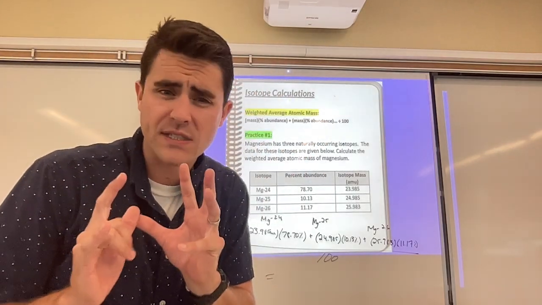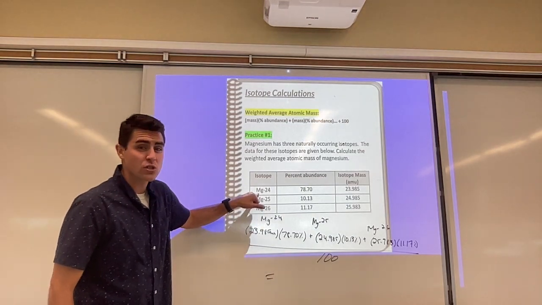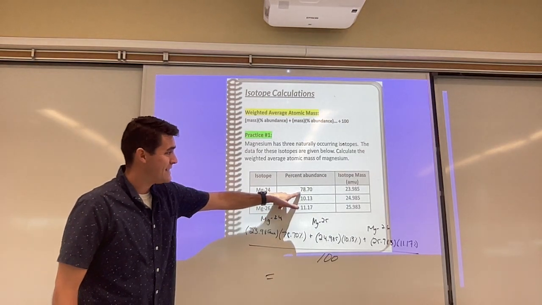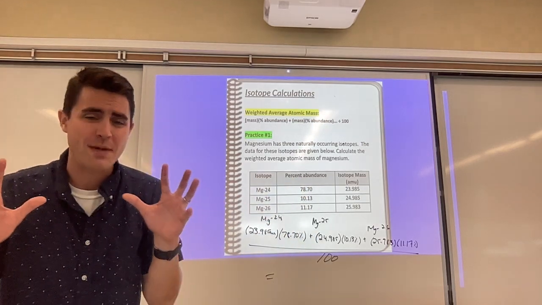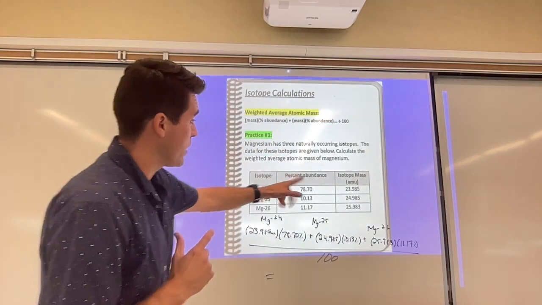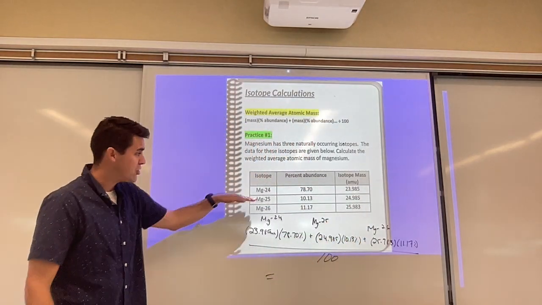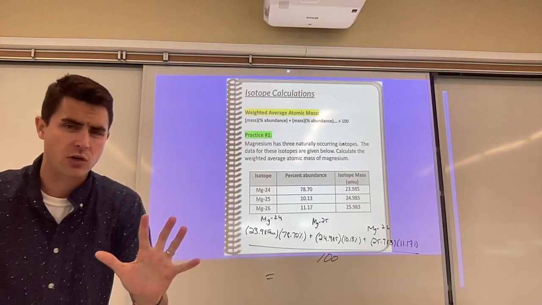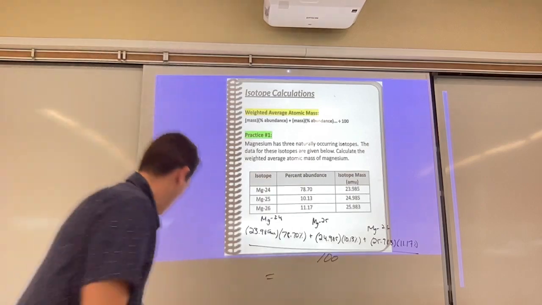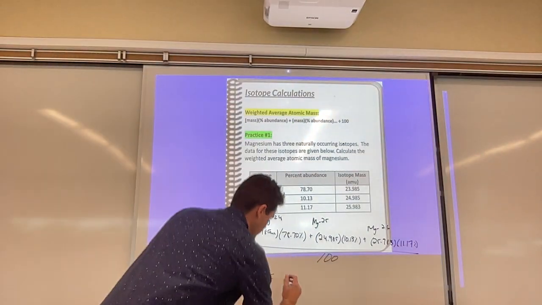Now, I can even go one step further and say, I don't even think it's near 26 because the most common isotope is magnesium 24. Nearly 80% of all magnesium atoms have a mass of 23.985. This answer had better be not just between 24 and 26, it had better be even closer to 24. When I type it in my calculator, I end up with 24.31.